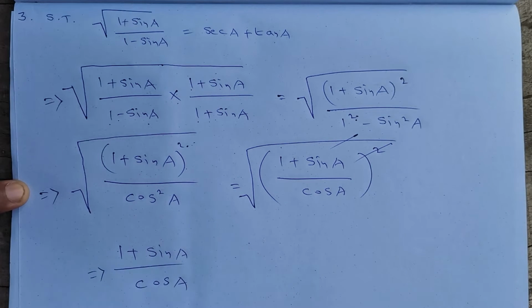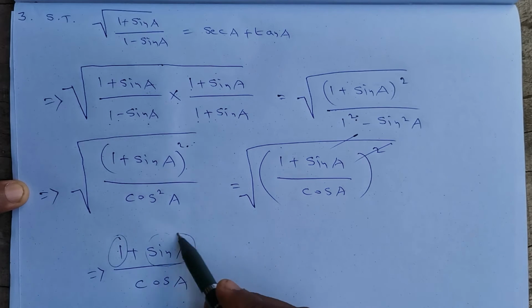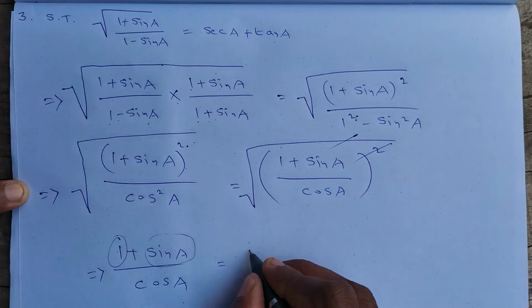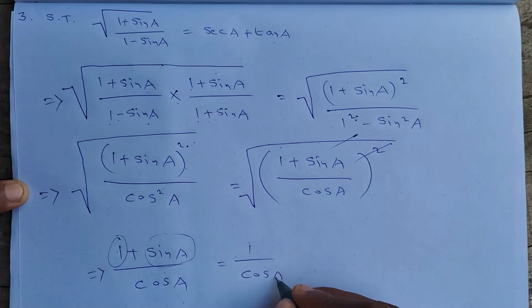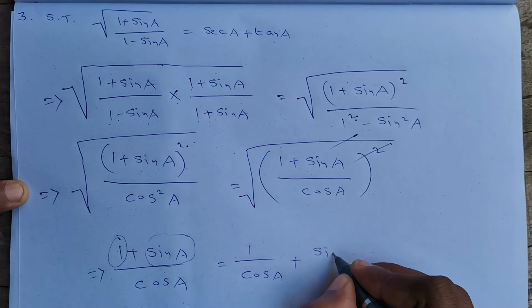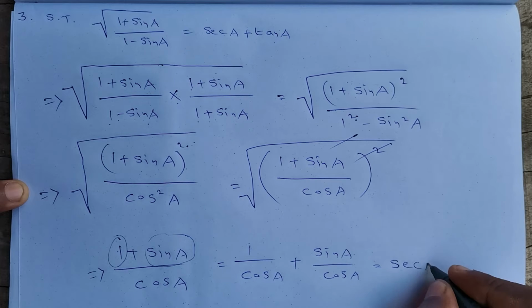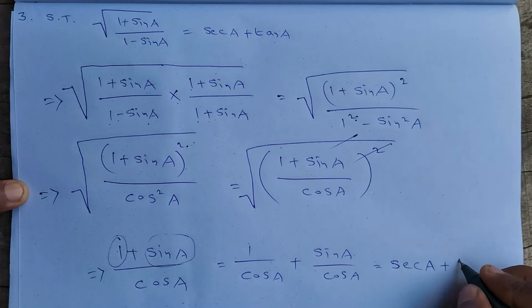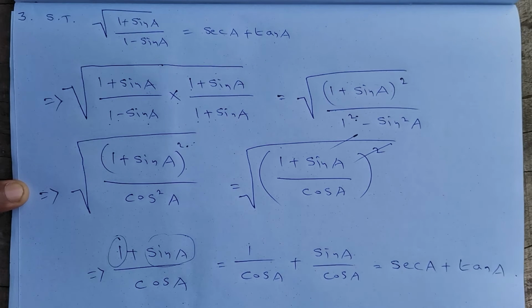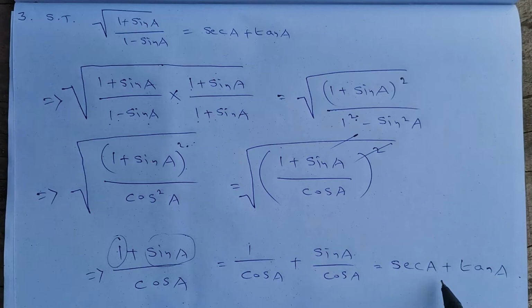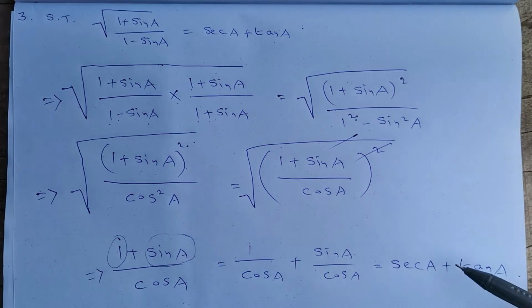Now if we observe, the denominator for 1 is the same denominator for sin A also, so separate it: 1 by cos A plus sin A by cos A. 1 by cos A is secant A, plus sin A by cos A, which is nothing but tan A. So the final answer is secant A plus tan A, hence proved.